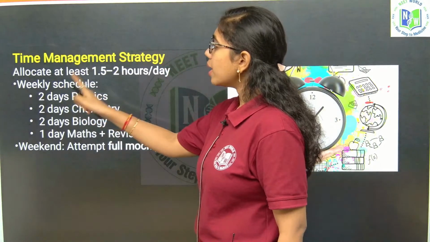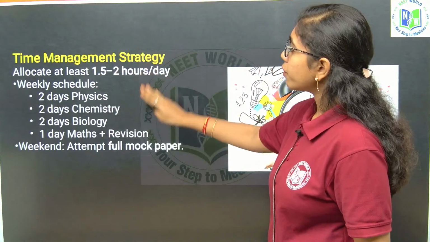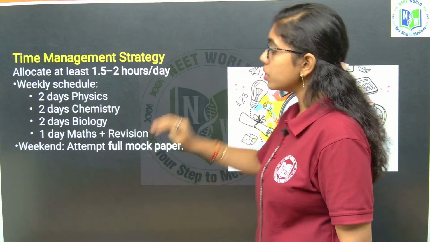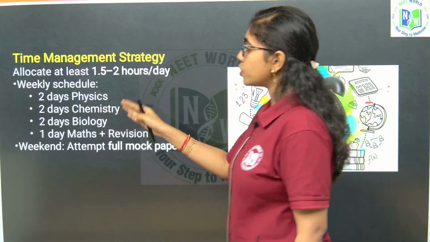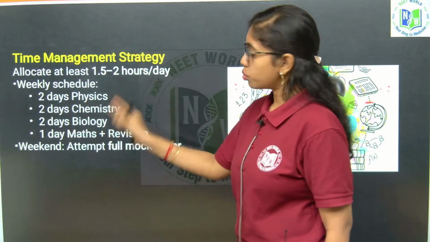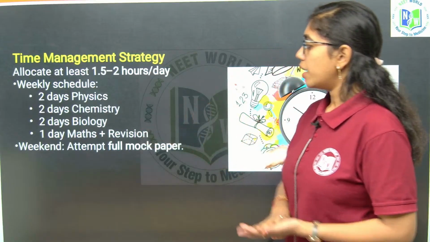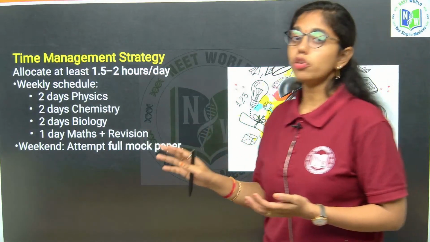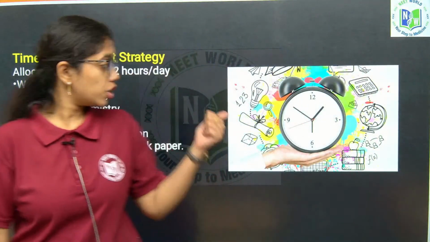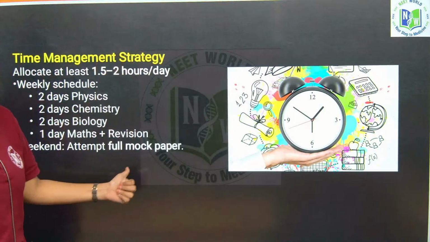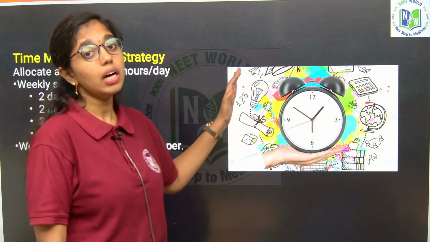Allocate at least 1.5 to 2 hours per day for preparation. For the weekly schedule, 2 days physics, 2 days chemistry, 2 days biology, and 1 day you can allot for maths and its revision. On the weekend, give a full attempt of a mock test. This should be your weekly schedule, and this is how you have to manage the time.